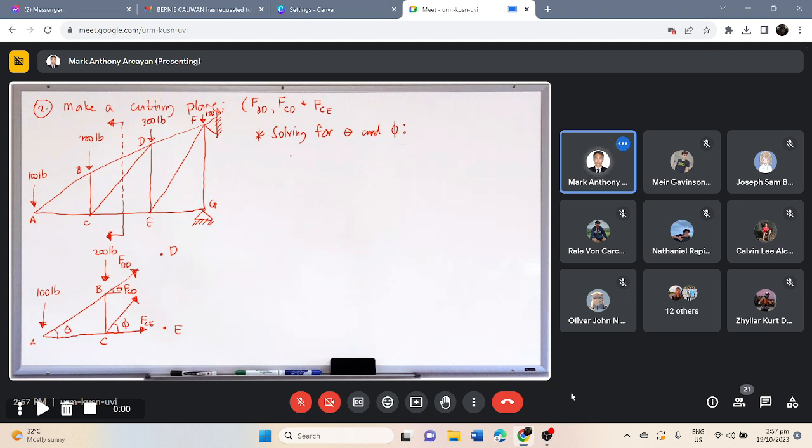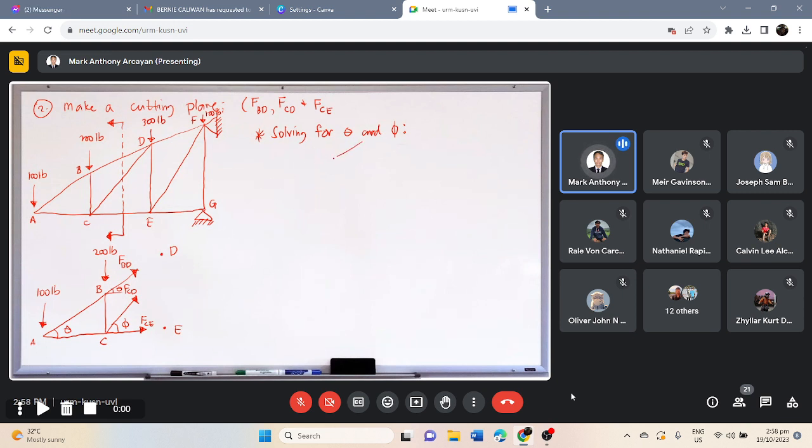So for angle phi, we will isolate this right triangle. Angle phi here: this is pin C, this is D, this is E. The distance between C and D is 10. The distance DE is not indicated in our diagram, so we still need to find it. Let's extend here and erase.